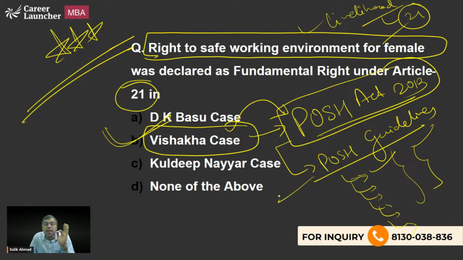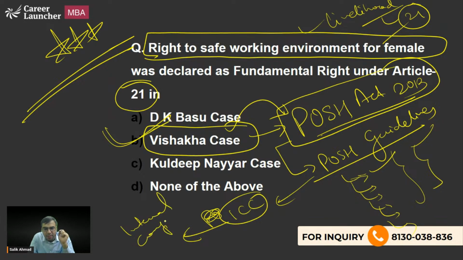If a female in any company, whether it's a private company or a government department, feels unsafe or is not being treated well, or there is a scope or angle of harassment, she can go to the Internal Complaint Committee. ICC is there, especially in organizations having more than 10 employees.